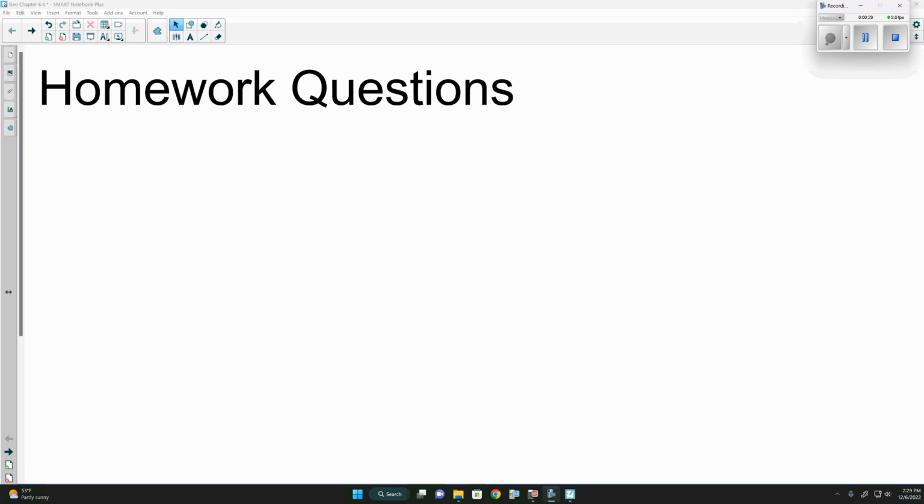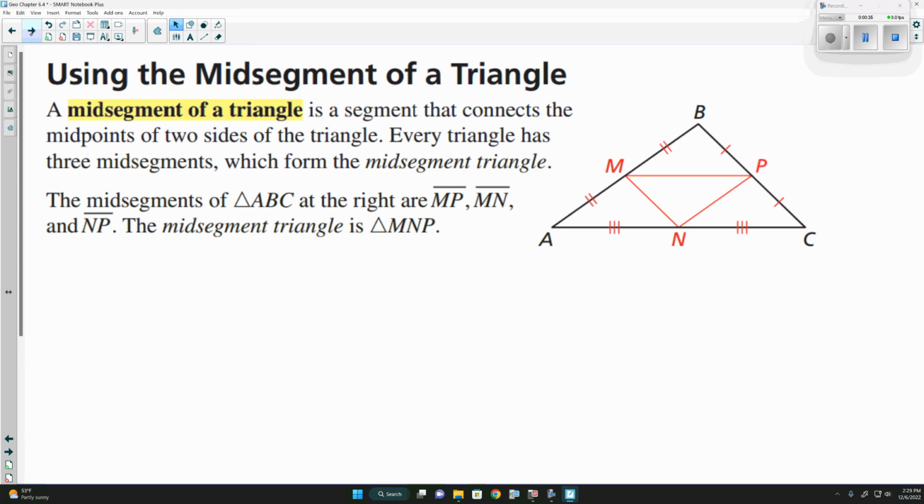All right, guys. Here in a bit. So when we're looking at this here, the notes for today, 6.4, we're talking about midsegments. The midsegment of a triangle is a segment that connects two midpoints on the sides of a triangle. Every triangle has three midsegments, three lines that connect the midpoints. And they have these here. So M to P, connecting those two midpoints. N's a midpoint, so NP, NM, MP, PN, all of these are midsegments. And they have some special properties to them.